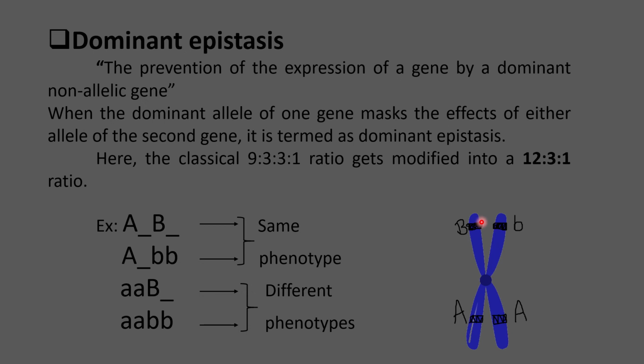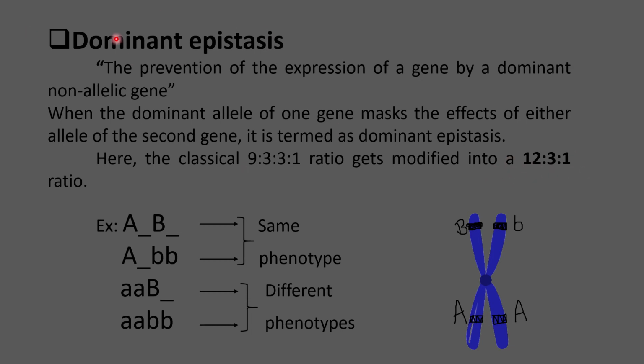Dominant epistasis can be simply defined as the prevention of the expression of a gene by a dominant non-allelic gene, or when the dominant allele of one gene masks the effect of either allele of the second gene, it is termed dominant epistasis. In this situation, the classical F2 phenotypic ratio of 9:3:3:1 gets modified into a 12:3:1 ratio. So, this is the most important.